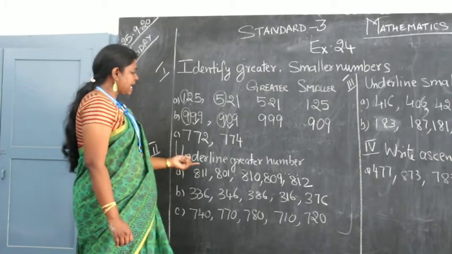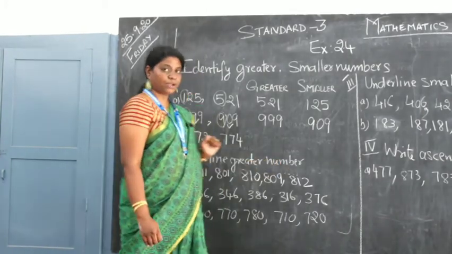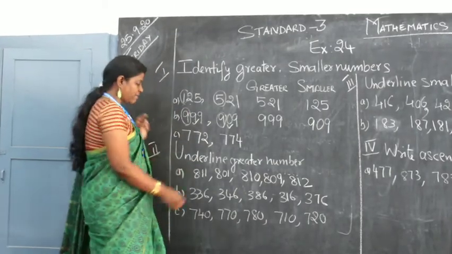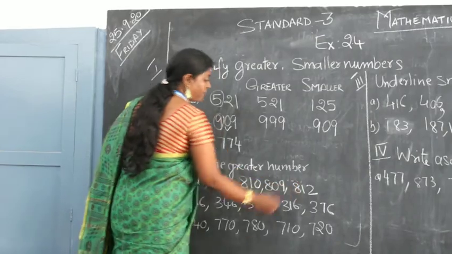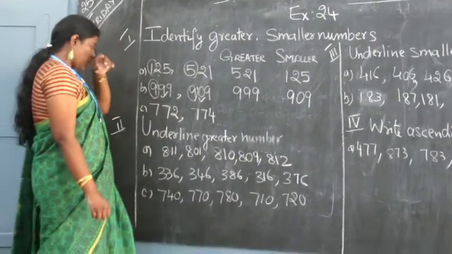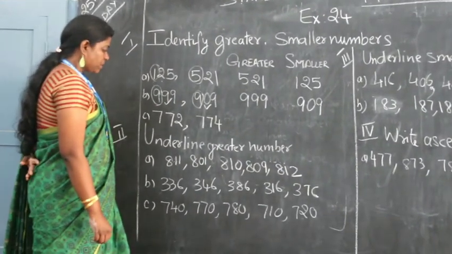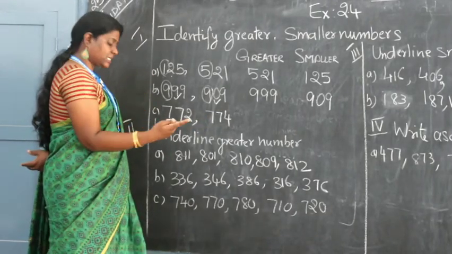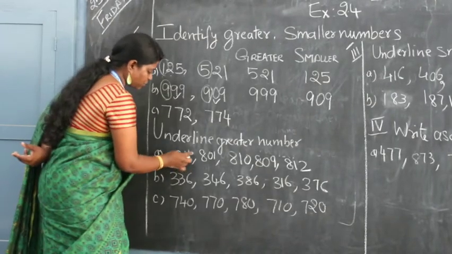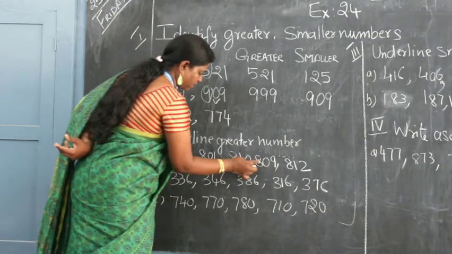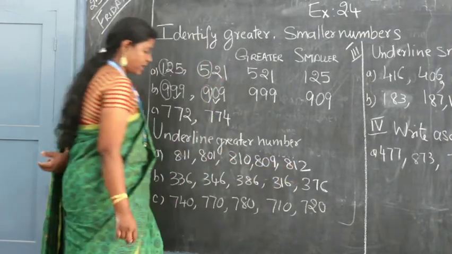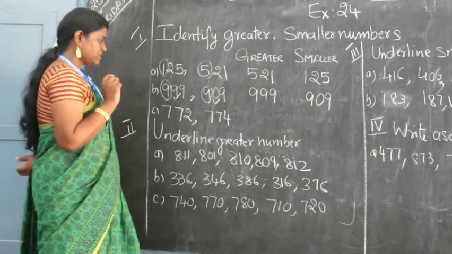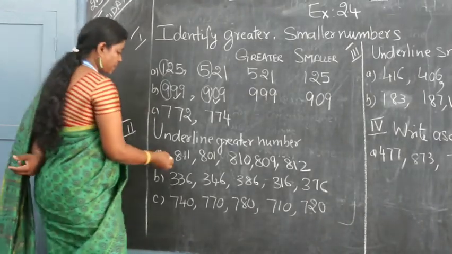Now, underline the greater number. What are we going to do here? Earlier we had only 2 numbers. Now we have 5 numbers. First let us see if every number has 1 digit, 2 digits or 3 digits. We see 1, 2, 3 in each one. Now all these numbers have 3 digits. Now what do we have to do? Let's see the first number.